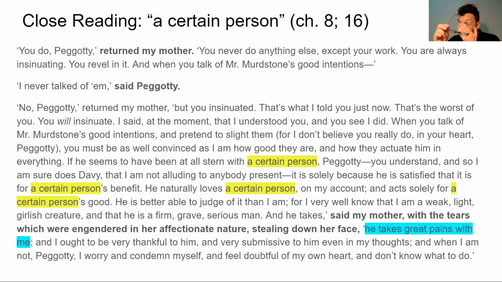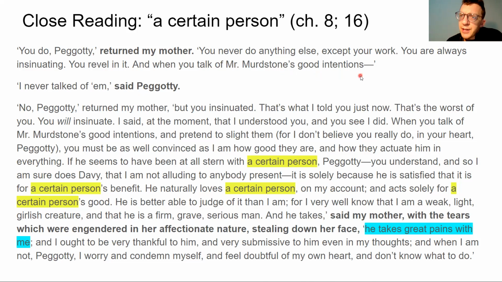And so we have this moment here that begins at the top of, it's very little speech markers. We have return my mother, said Peggotty, and return my mother. Otherwise, it's really just this spoken act. And so Clara Copperfield begins, and when you talk of Mr.